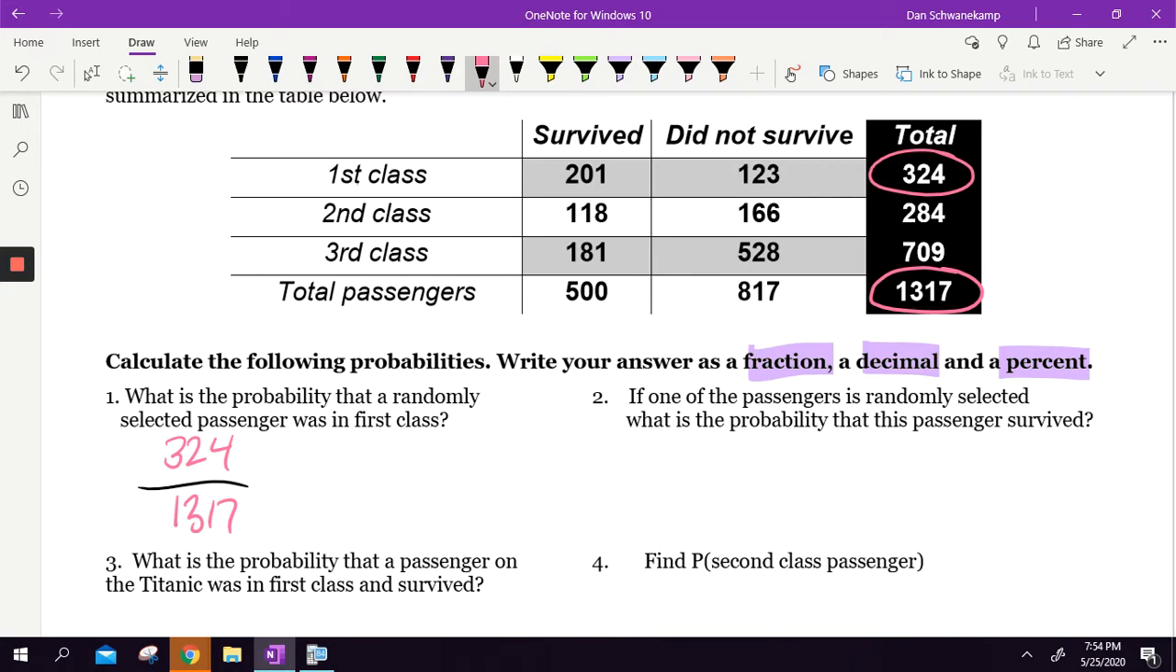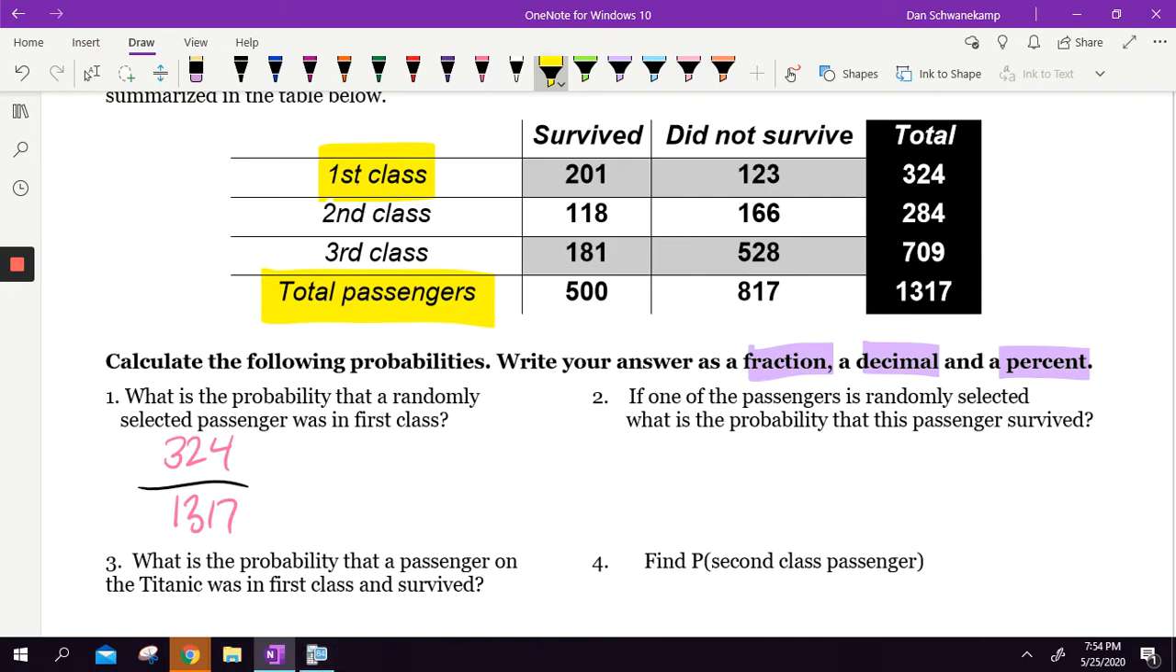The first question says, what is the probability that a randomly selected passenger was in first class? So if I want to be in first class, and I'm picking randomly from everybody, on bottom I'm putting the total amount of people. Well, the total passengers is 1317. So that's what went on bottom. If I want to know they're in first class, I'm going to the first class and go into the total, which would be 324. So that's where I got this 324 over 1317.